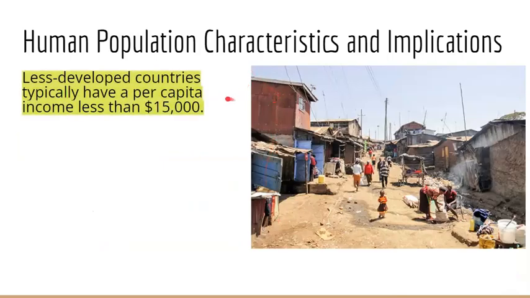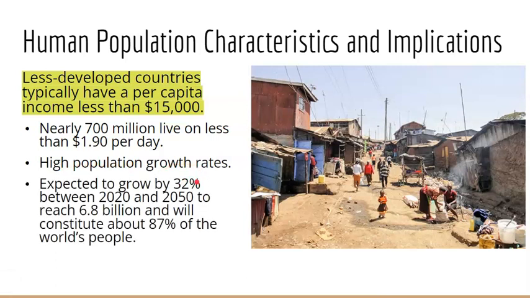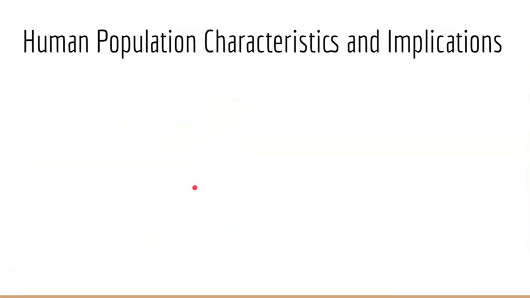Then on the other side, we have less developed countries. They have a per capita income less than 15,000. And per capita is like per 1,000 people. Nearly 700 million live on less than $1.90 per day. And they have high population growth rates. They're expected to grow by 32% between 2020 and 2050 to reach 6.8 billion and will constitute about 87% of the world's people. And that's almost every country that wasn't listed on the previous slide.